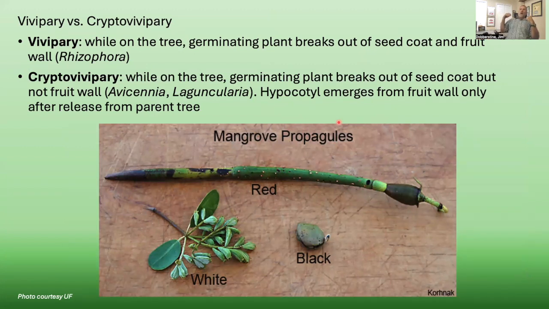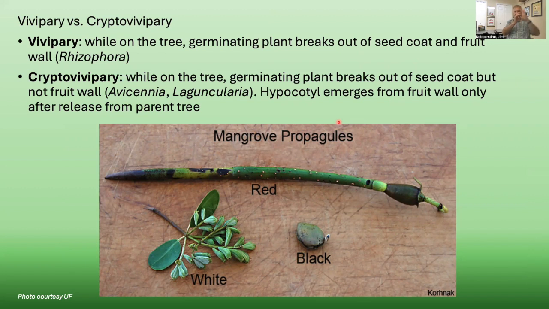With vivipary, while on the tree, the germinating plant actually breaks out of the seed coat and fruit wall, kind of like we saw with the Rhizophora. With cryptovivipary, while on the tree, the germinating plant breaks out of the seed coat, but it doesn't actually come out of the fruit. Okay, so if you think about the seeds being inside of a fruit, think about a stone fruit like a peach, right?